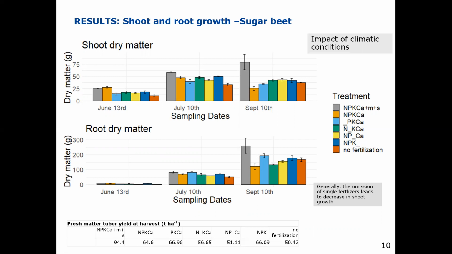For example, in the 3rd sampling date, the nitrogen deficiency resulted in lower shoot dry matter, even lower than the non-fertilized treatment. We should also underline that the fully fertilized treatment experiences another stress that was not controlled in the experiment.